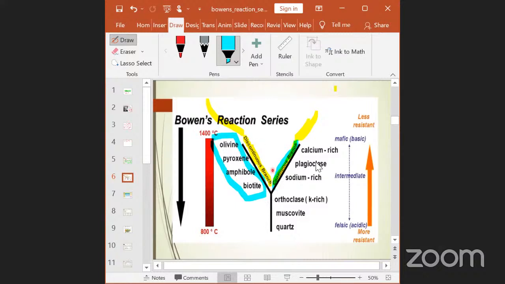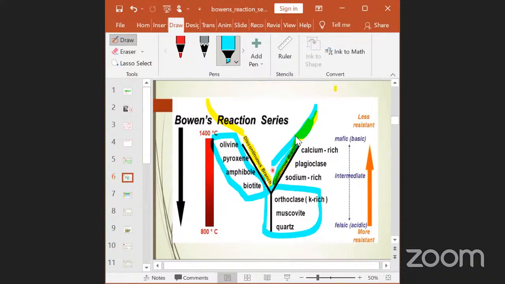In this continuous branch, why is it called the continuous branch? Because the minerals along this branch have the same basic structure, the feldspar crystal structure. Along the discontinuous series, one mineral changes to another, and during this process the crystal structure also changes. So a whole new family of minerals appears here.